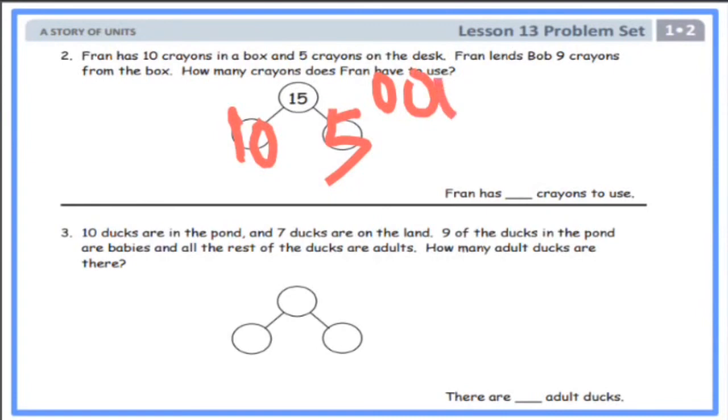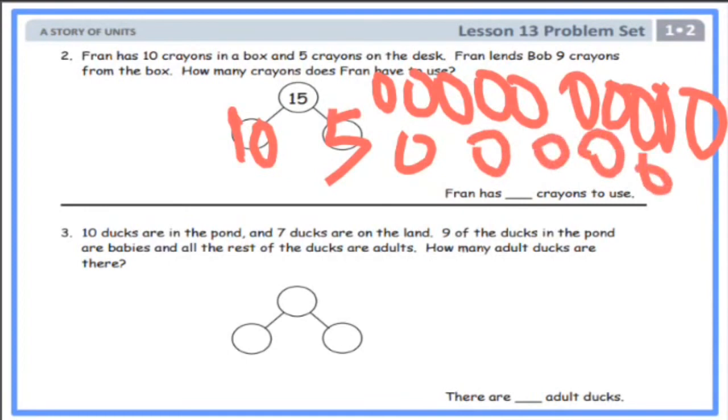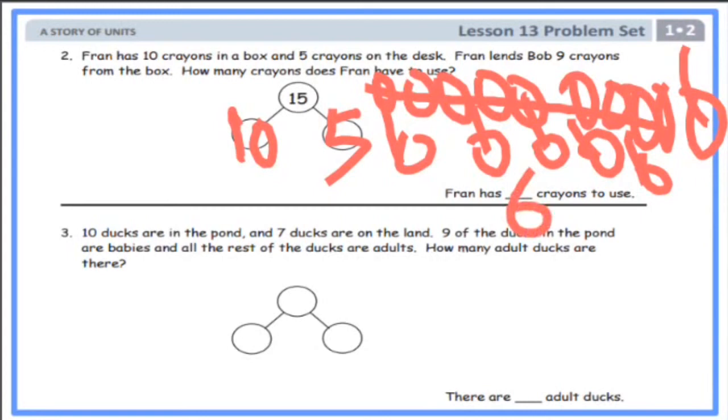So I will draw my 10. 1, 2, 3, 4, 5, 6, 7, 8, 9, and 10. And my 5. 1, 2, 3, 4, 5. Now he lends Bob 9 crayons from the box, so I'll cross out my 9. Yes. How many is left? 1, 2, 3, 4, 5, and 6. Yes. He has 6 crayons left to use. You can see it's so much fun.